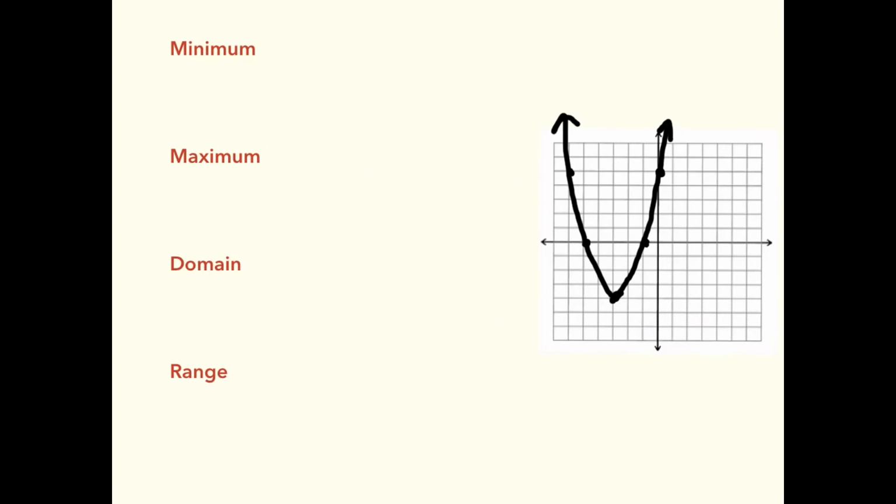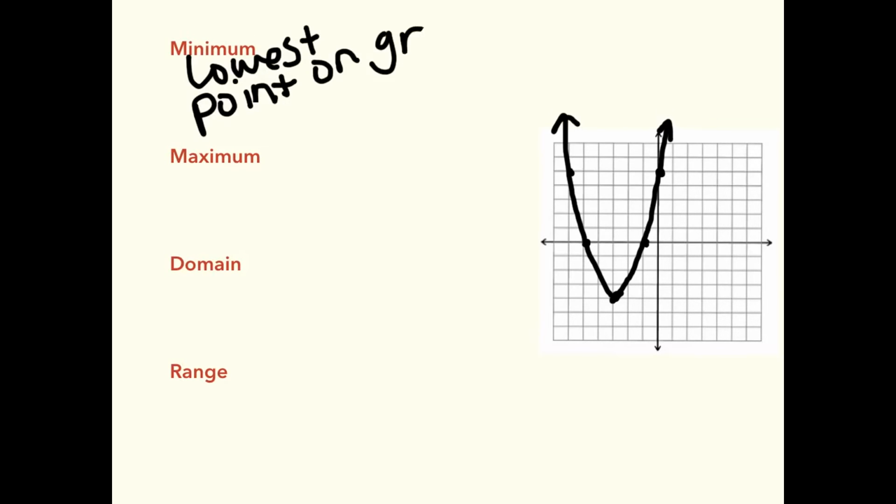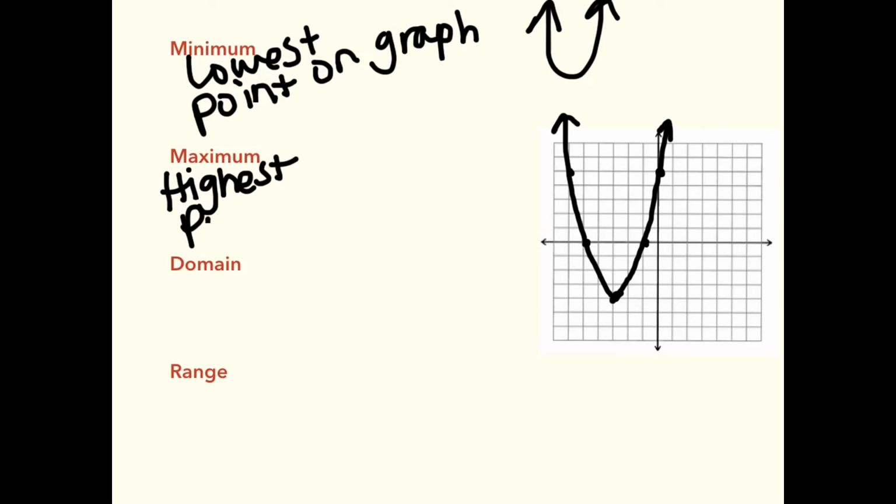Now when they ask you if your graph has a minimum or a maximum point, here we have a minimum point because it's the lowest point on the graph. If you have a minimum value, then it's the lowest point on your graph. That means your vertex is at the bottom. A minimum always occurs when your graph opens up, just like we have in this example. A maximum would be the highest point on the graph, when your vertex is at the highest point. That occurs when your parabola opens down, like this. Then you'd have a maximum point up there.